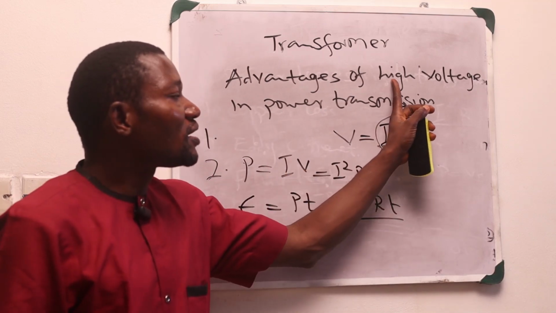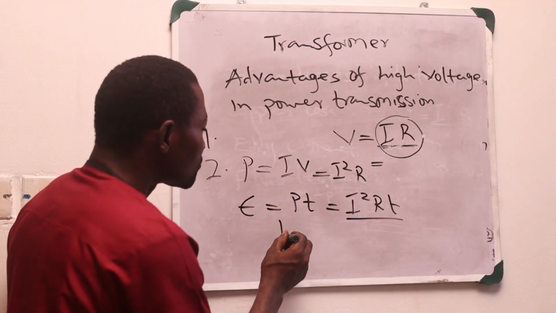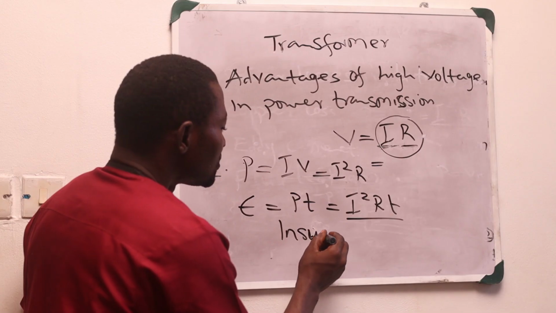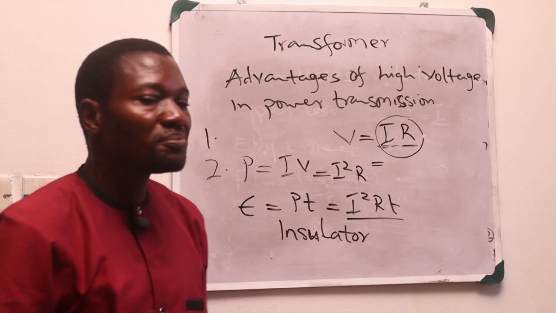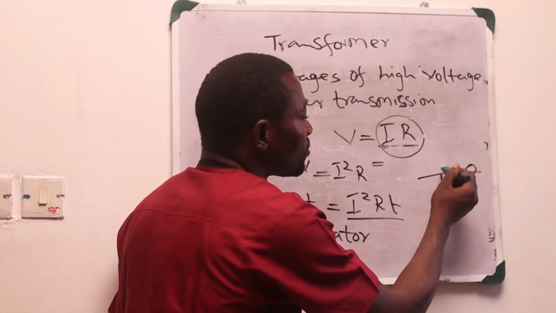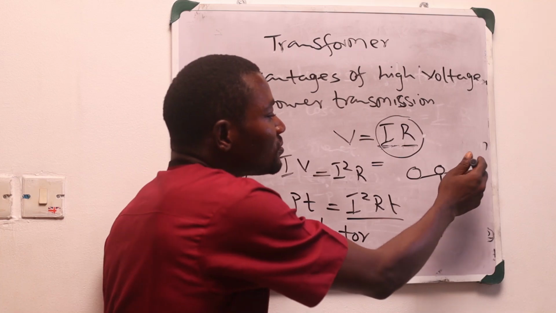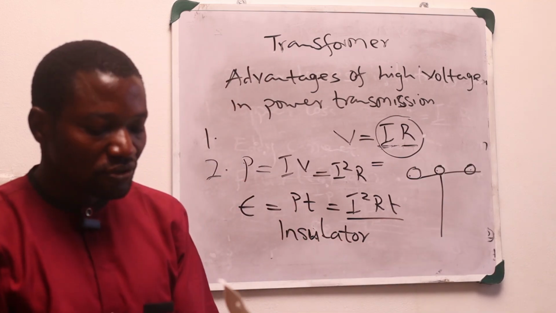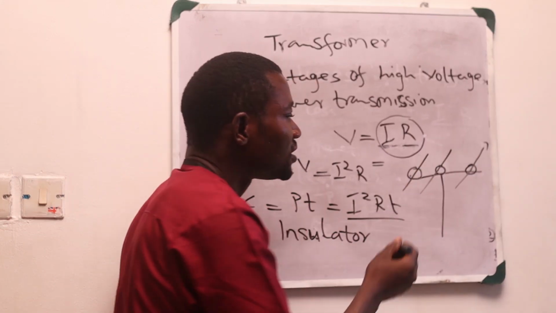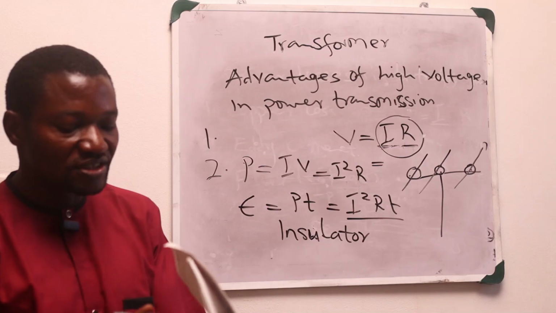However, there are also disadvantages of transmitting power at high voltage. One, it requires high insulation. High insulator, you need insulator. In power transmission, let's say the power line, some of them you see an insulator, big ones. And even at the power station, you see brown ceramic, they are the insulator. So if you are transmitting power at high voltage, you require much insulator. That is one of the disadvantages.